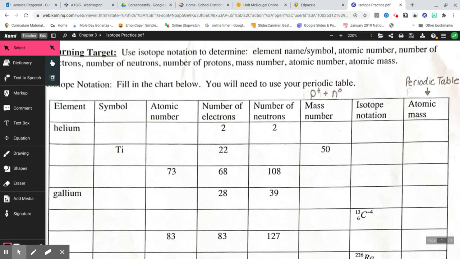So for your practice work page, you will want your periodic table out and a calculator. I'm going to work a couple of these out with you, so if you could have your worksheet out and be adding them as we go along. Okay.